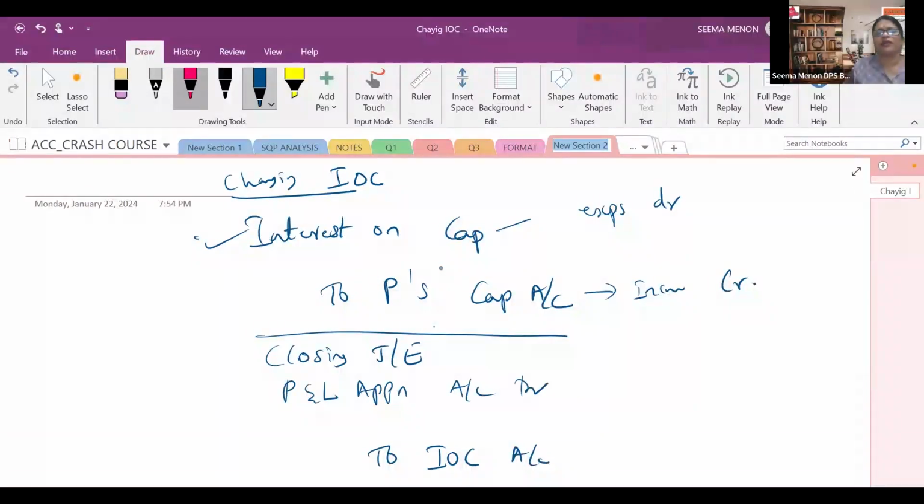So this journal entry you should learn. First one for charging interest on capital, and second one for closing interest on capital. You need to pass the journal entry. Whenever you charge, the logic is that all the expenses are debited. So interest on capital account debit to partners' capital. Now to close that, you transfer it to profit and loss appropriation: profit and loss appropriation account debit to interest on capital.